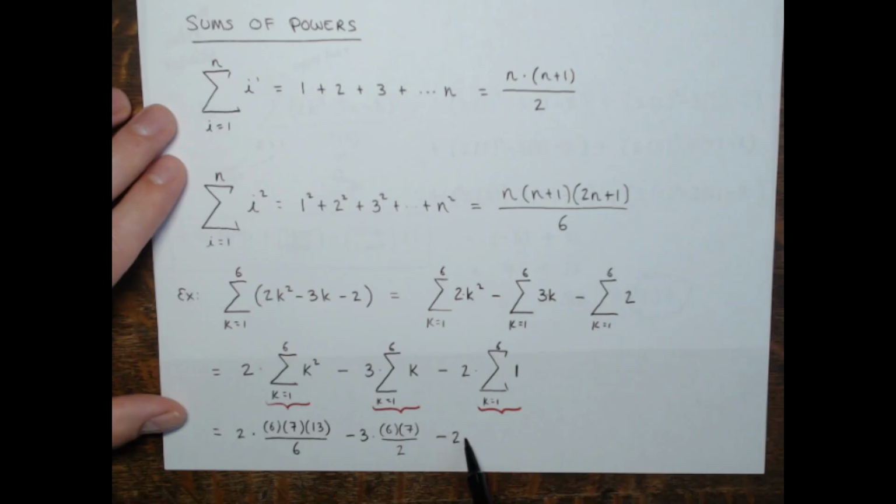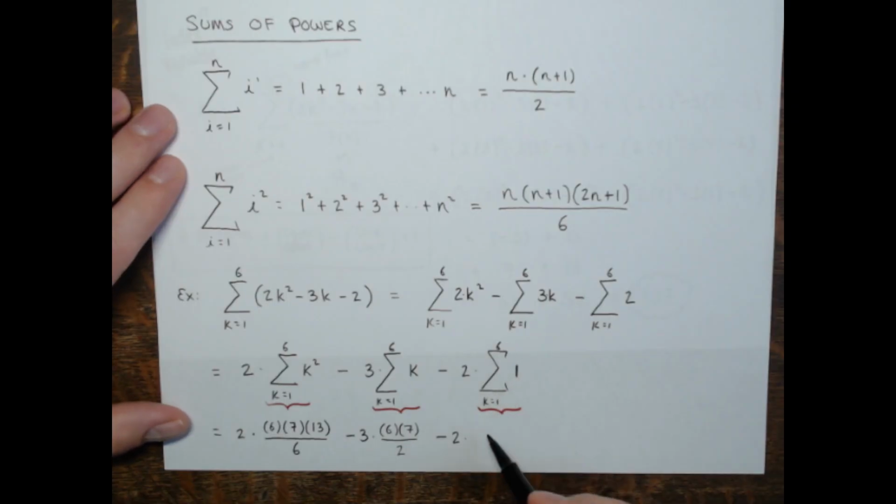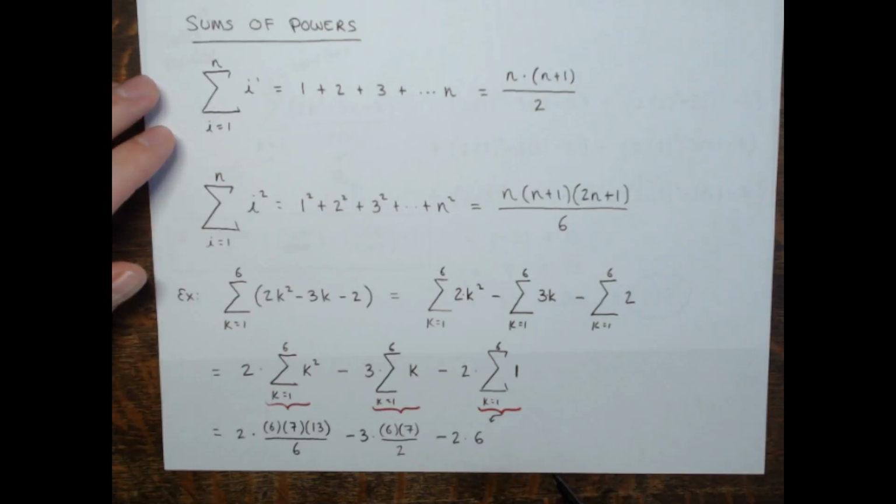And then minus 2 times, and I talked about the sum of a constant, right? This sum from k equals 1 to 6 of 1, that would be 1 plus 1 plus 1 plus 1 plus, 6 times. There are 6 terms here, 6 terms of 1. Well, that's just 6 then. So this sum is just 6.